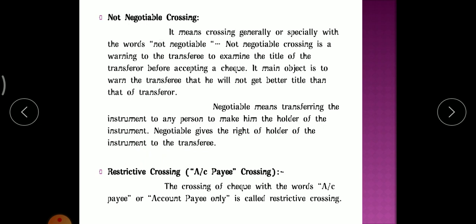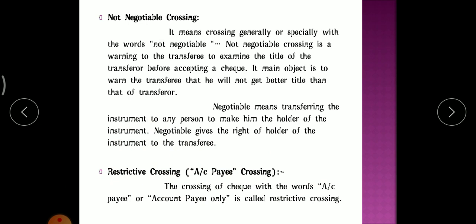Okay, next, restrictive crossing means account payee crossing. Most of the businessmen are using this word only, "account payee only." They are drawing the two parallel transverse lines on the left hand top corner and writing "account payee." Account payee is very popular in the business world.